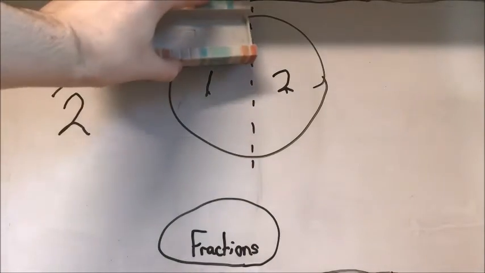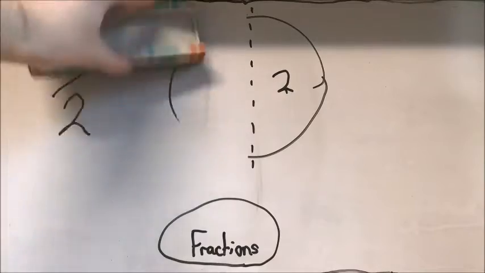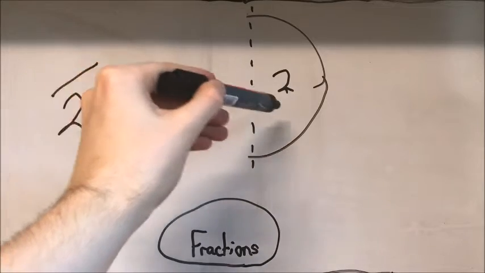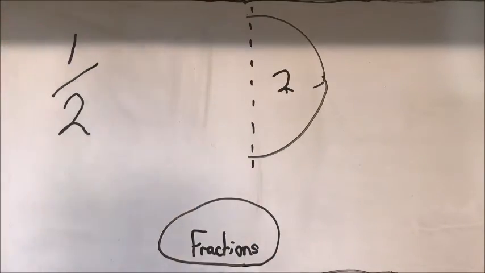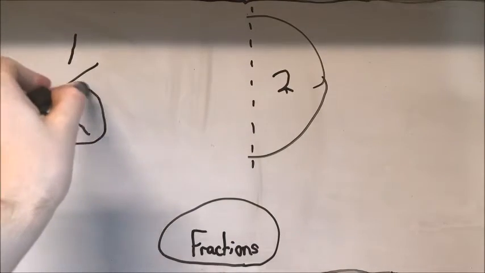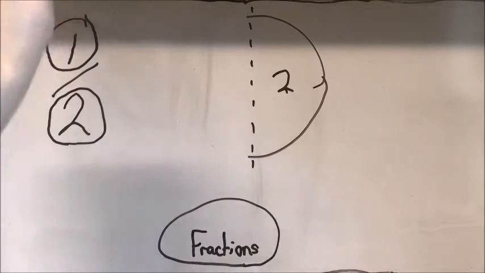I'm then going to remove 1/2 of this cake. So I've removed one section there, look. So the number 1 is gone, so you're left with only 2. So I will take 1 away from 2 and write 1 on the top because I started with 2 and now I only have 1 left. So I have half of my cake left. I will write this as 1 over 2, and this fraction is known as a half.